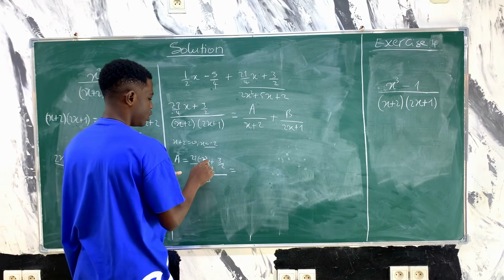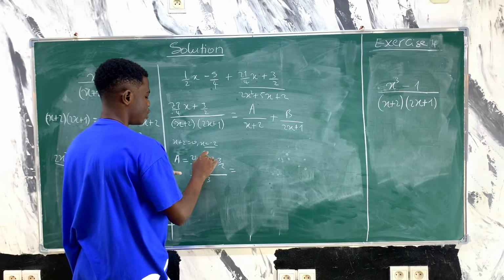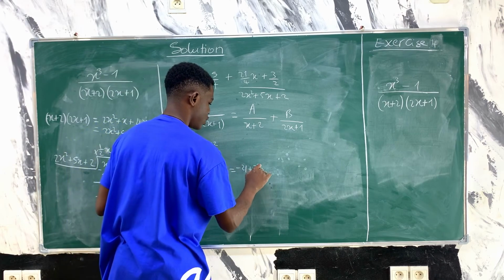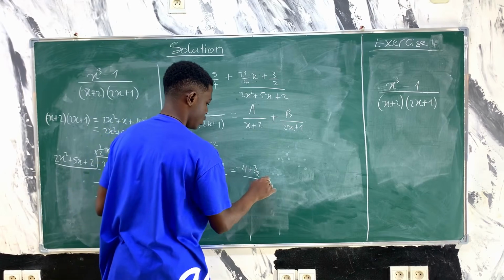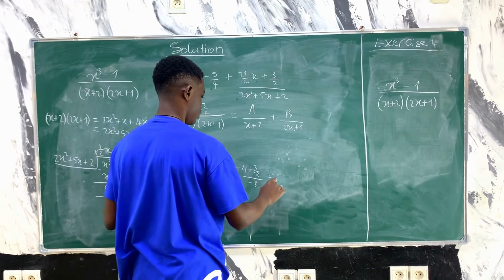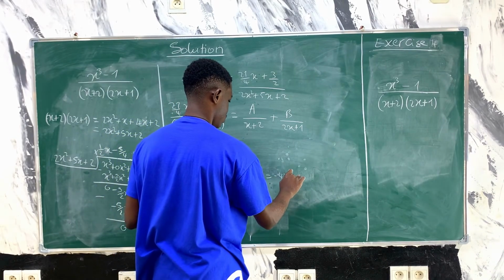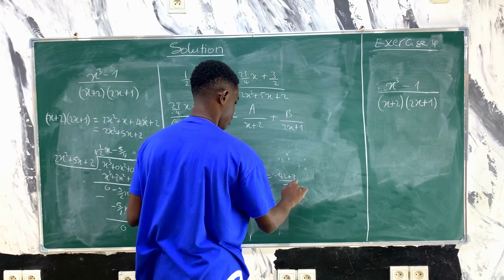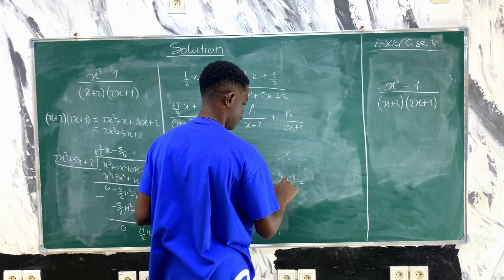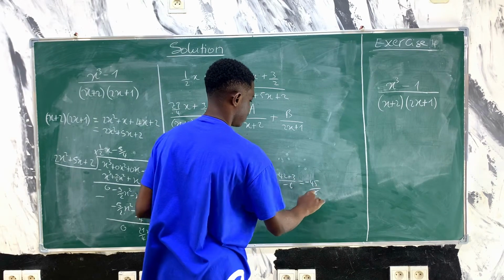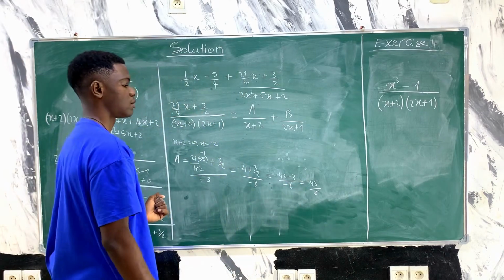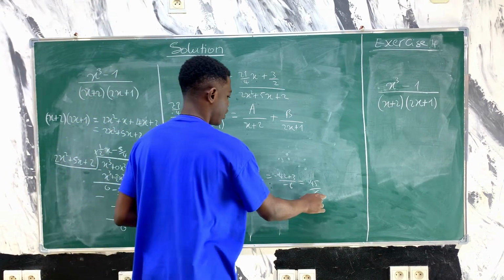That will be equal to, this will cancel this, give 2. Here I'll have minus 1. Minus 1 times 21 is minus 21, plus 3 on 2, all over minus 3. When you simplify, you're going to have this. Then you have minus 45 and 6. The minuses you are going to cancel, you have 45 on 6. That will be the value of A.